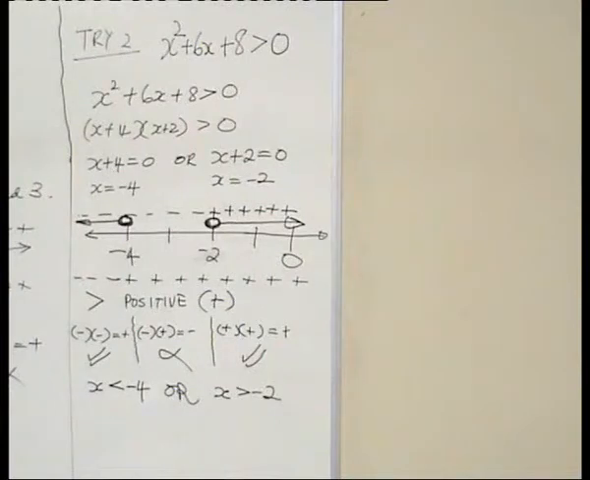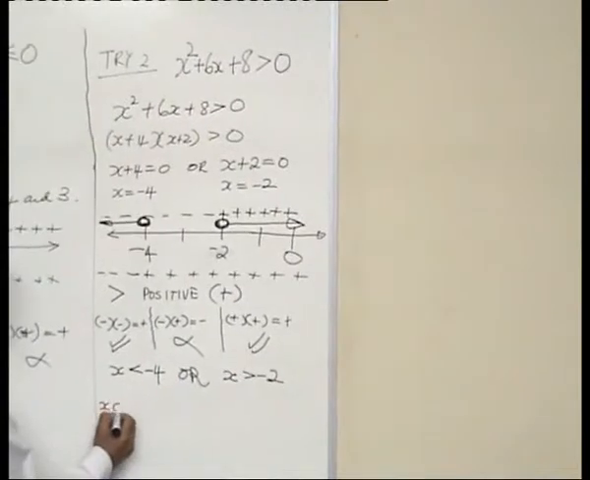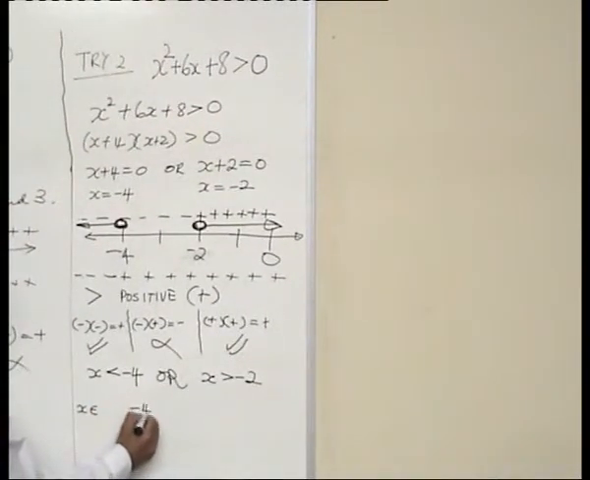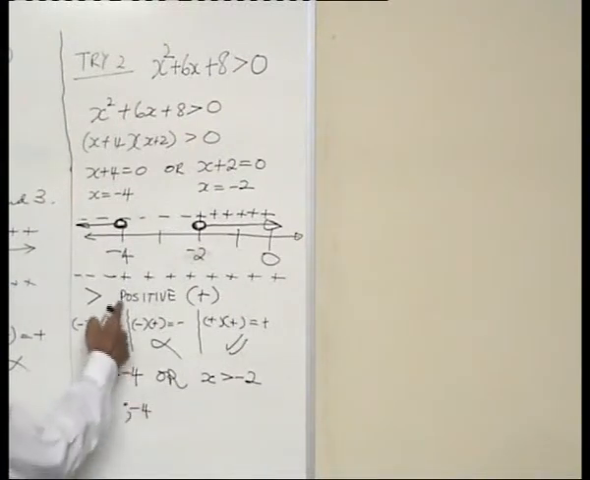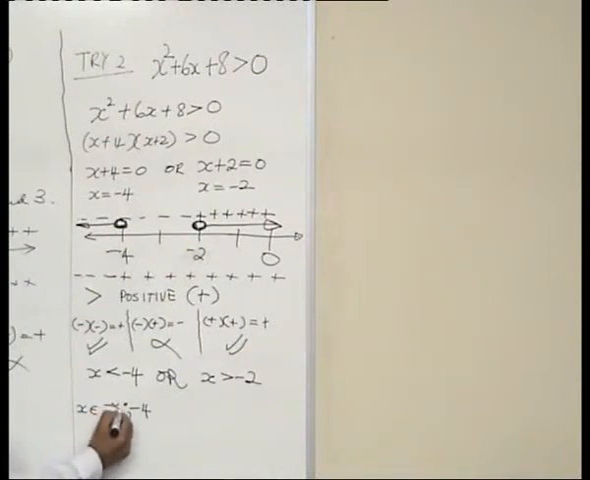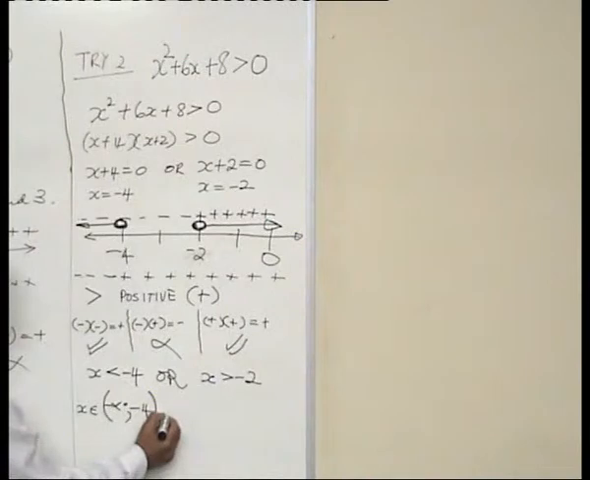Now this answer could also be written in interval notation like this. X is an element of. Now the answer is going from minus 4 to minus infinity. So that's a sign for minus infinity. And when you got infinity, you use a round bracket. When you want to exclude 4, you use a round bracket. And then union. If for or, you use the sign union.